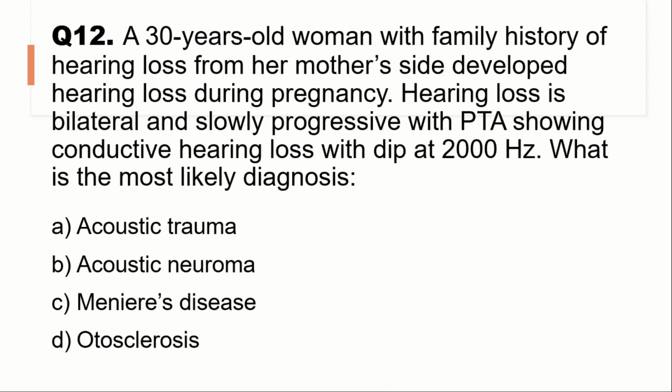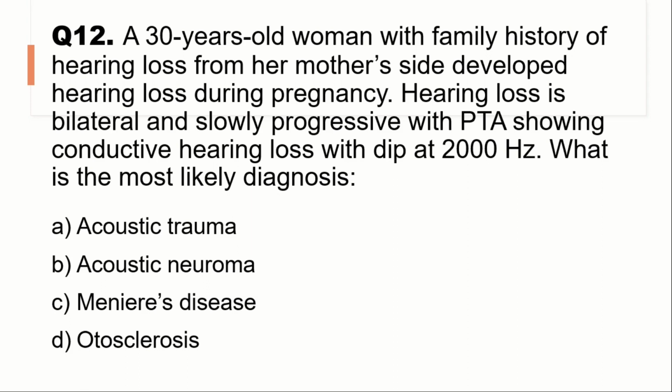Next question. Question number 12. A 30-year-old woman with family history of hearing loss from her mother's side developed hearing loss during pregnancy. Hearing loss is bilateral and slowly progressive, with PTA showing conductive hearing loss with dip at 2000 Hz. What is the most likely diagnosis? Option A, acoustic trauma. Option B, acoustic neuroma. Option C, Meniere's disease. And option D is otosclerosis.